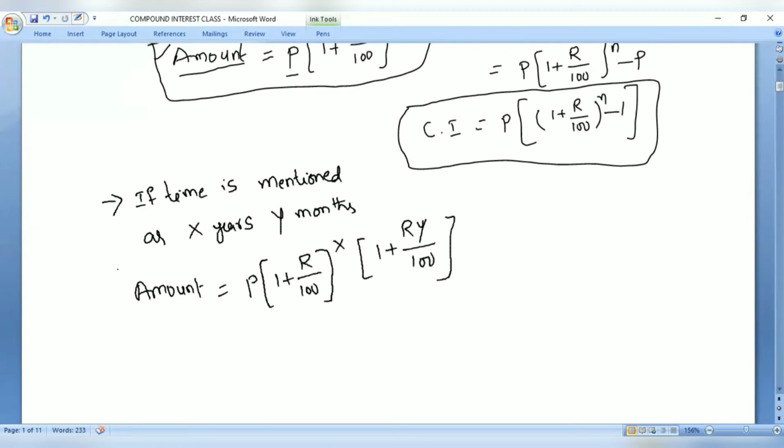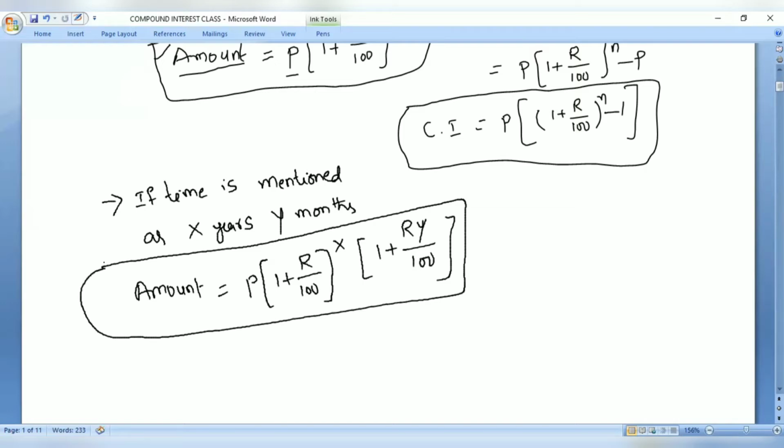This is the formula. If somebody says find the amount that you earn on compound interest for a principal P, rate of interest R, for a time period of X years, Y months. For example, if you are asked to calculate the amount for 2 years, 6 months, we know how to calculate for 6 months. 12 months is equal to 1 year, so 6 months is equal to how much? So it is 6 by 12, that is 1 by 2 years. This is the general thing that we know.